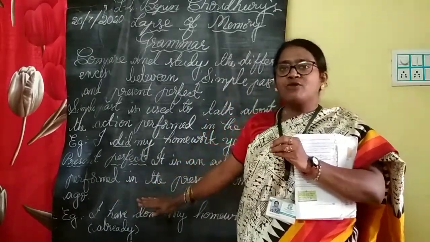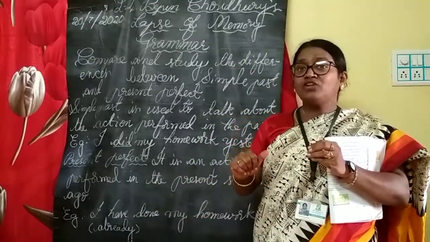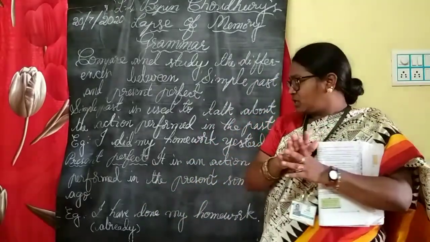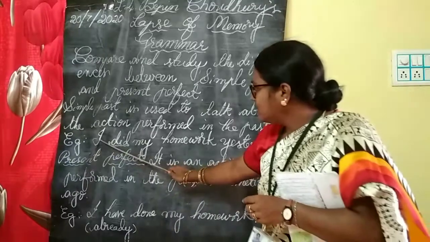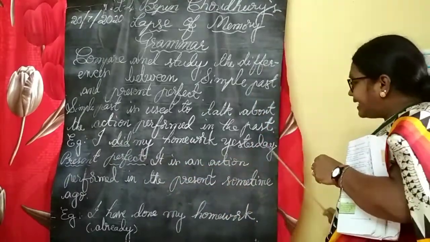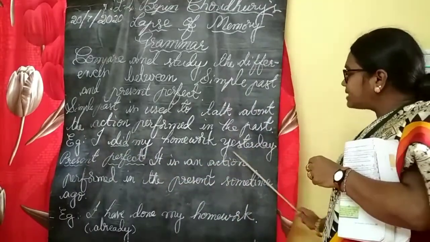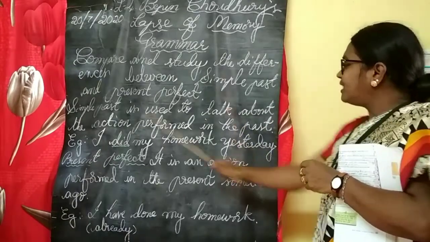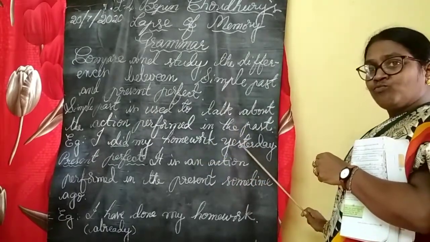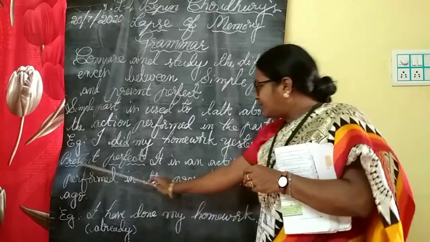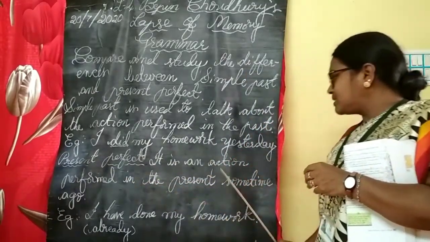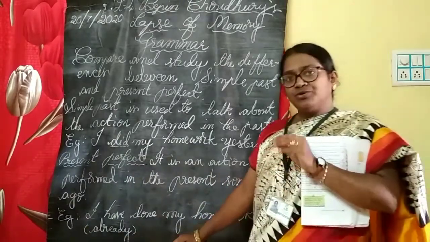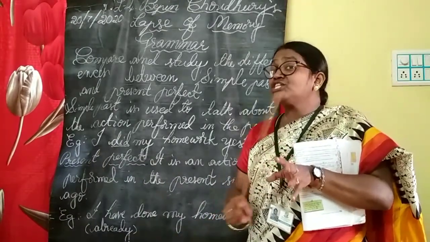I have done my homework, but you are not telling that you have done it the previous day. Try to understand the examples which I have written. The same example I quoted here: I did my homework yesterday. Yesterday is telling something regarding the action that was performed the day before. When it comes to present perfect, it is an action performed in the present some time ago. You did something, but you are not mentioning the time.